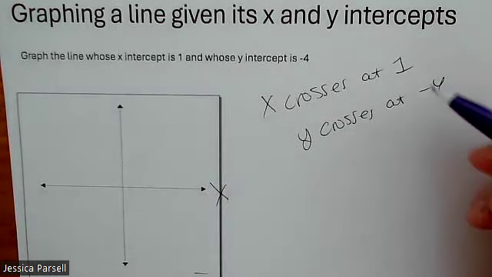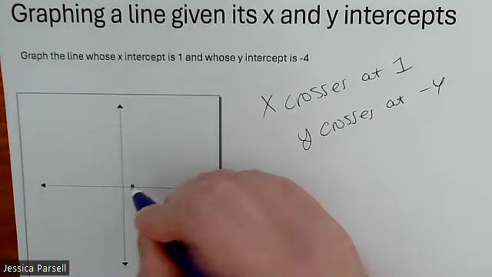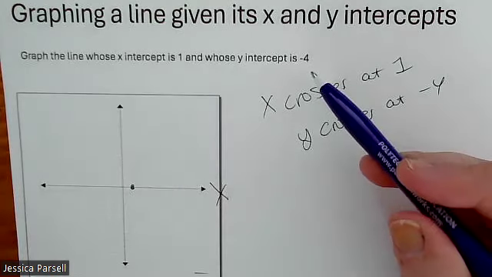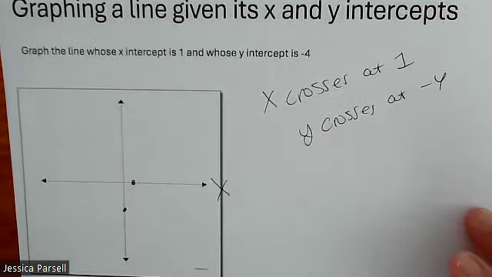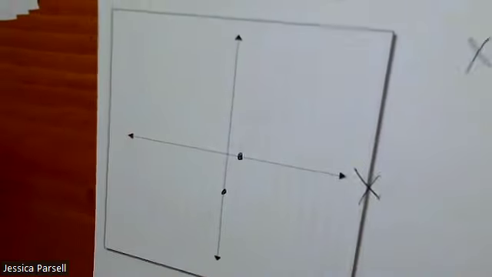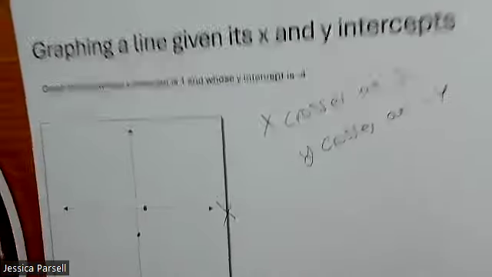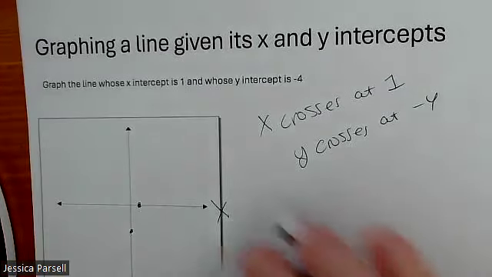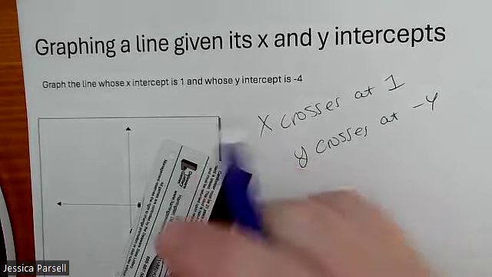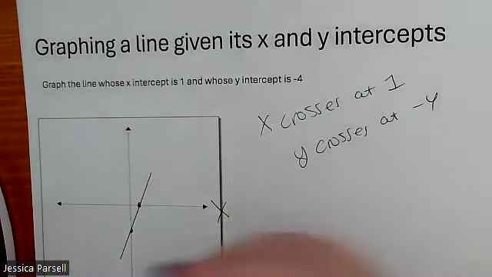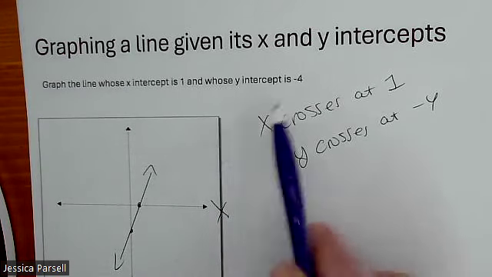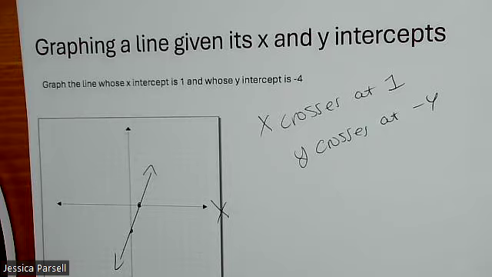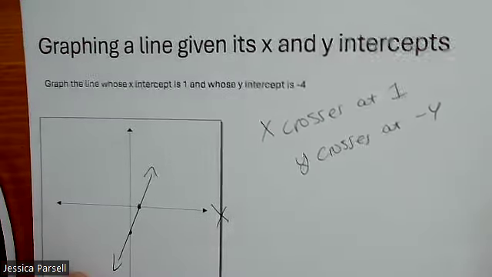So we're going to go to x, where x is 1, right here. We're going to go to y. y is negative 4, at 1, 2, 3, negative 4. If I zoom in, you can see that my graph paper does have lines. It just printed out kind of light. So I'm going to just connect these. Boom. We have graphed a line whose x-intercept is 1 and whose y-intercept is negative 4. One more.